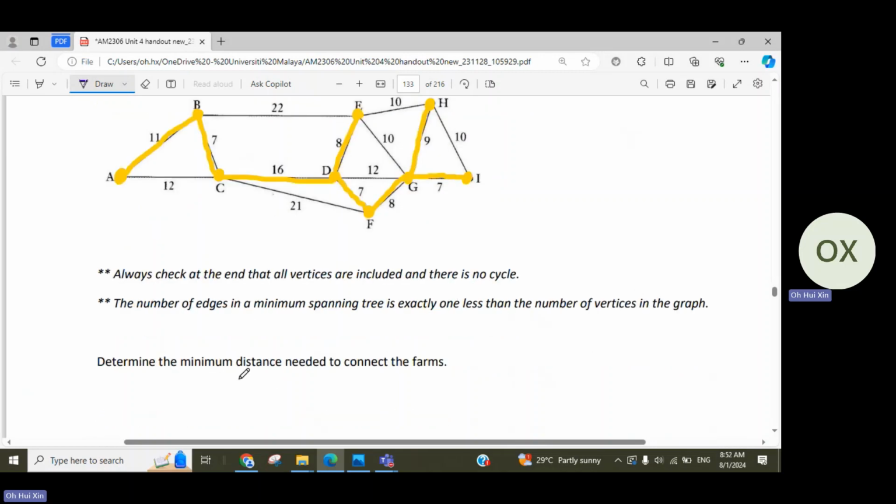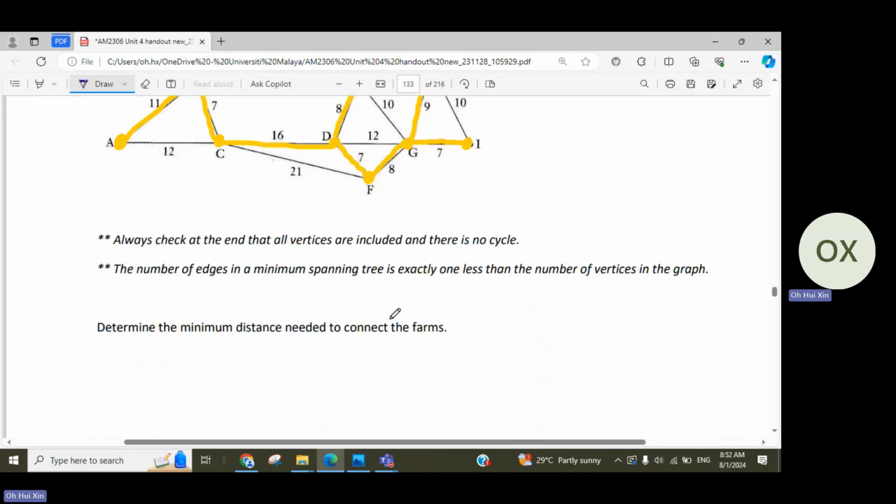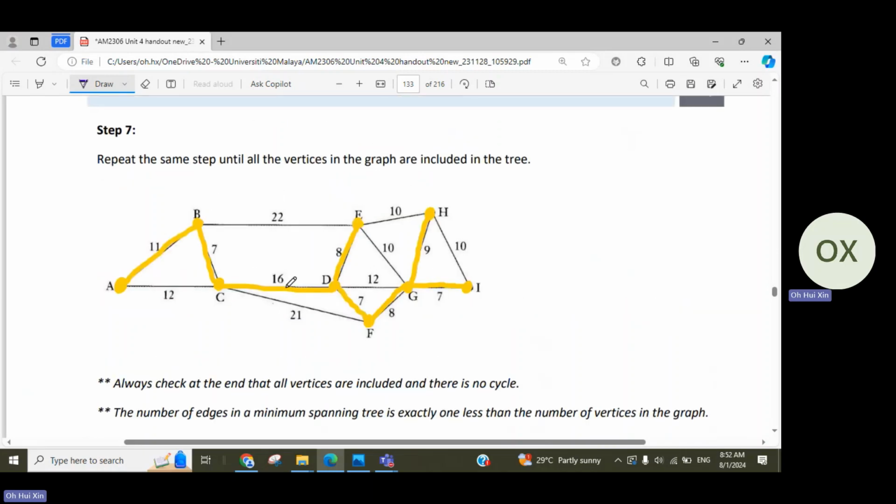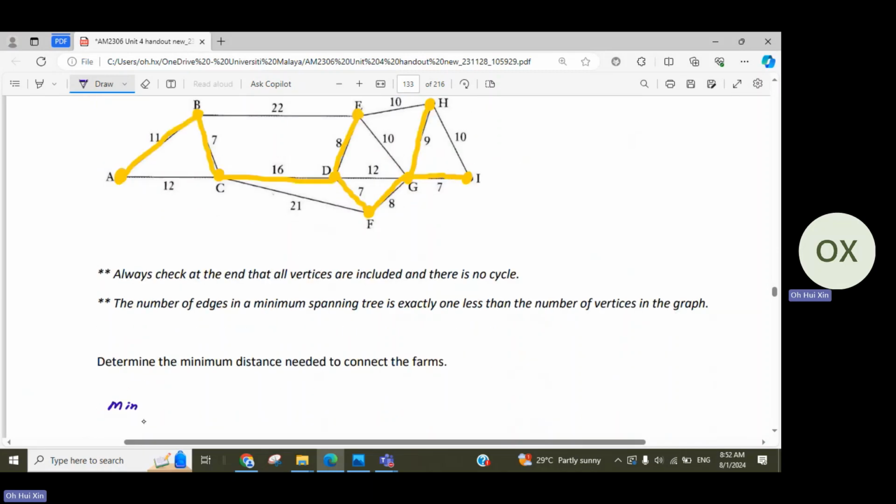Determine the minimum distance needed to connect the farms together. Then we add all the weights together. What we find here is called the minimum spanning tree. This is the shortest way that you can allow the farms to be connected. So we have 11 plus 7 plus 16 plus 8 plus 7 plus 8 plus 9 plus 7. You can use your calculator.